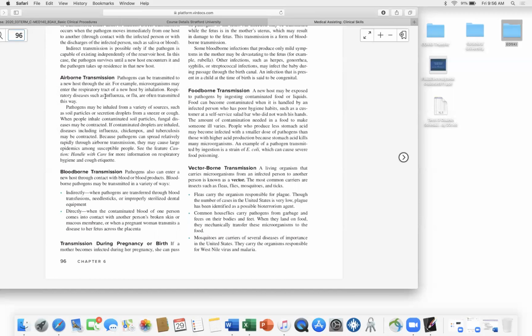And I mentioned airborne already. That's, of course, droplet infection. You inhale it. Bloodborne, like HIV or sexually transmitted diseases. Transmission during pregnancy, that's another way. A classic is STDs and syphilis for contract sex workers and those kind of things. Foodborne, of course, we just talked about.